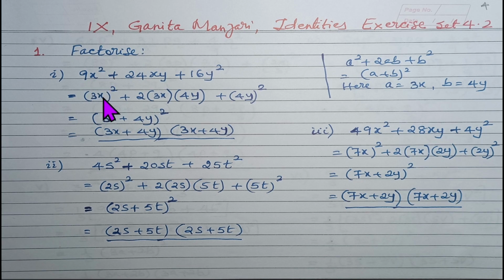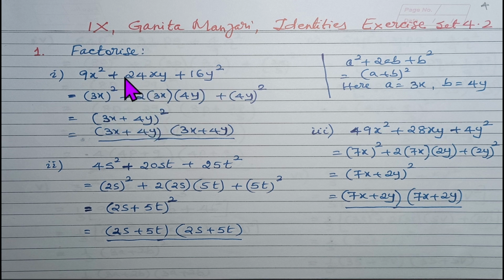So 9x square can be written as (3x) whole square, and a is 3x here, and 16y square can be written as (4y) square, and b becomes 4y. If you take the square of this, it is 9x square, it is correct. 2 into 3x into 4y is 24xy, it is correct, and 16y square is correct, and therefore it is 100% a square plus 2ab plus b square form. And I can use the RHS here, (a plus b) whole square. So a is 3x and b is 4y, therefore it will be (3x plus 4y) whole square.